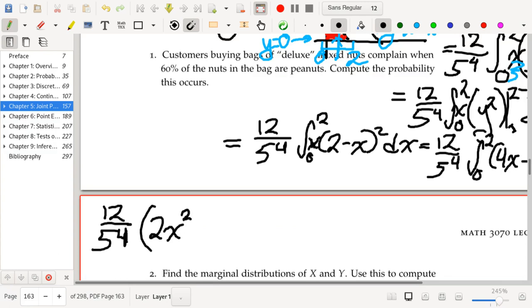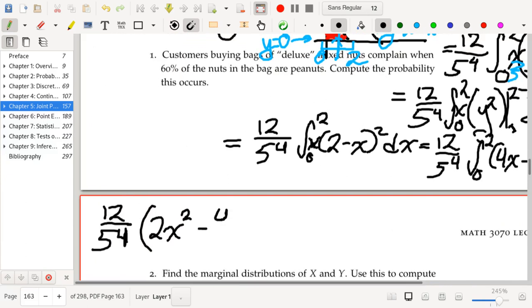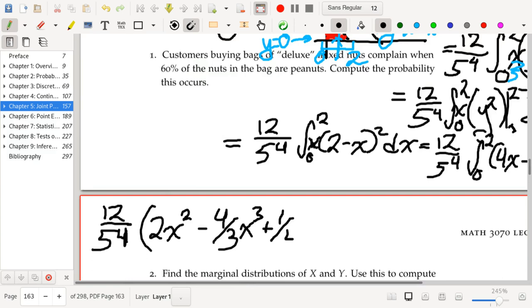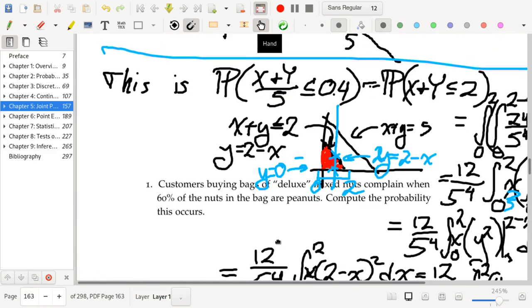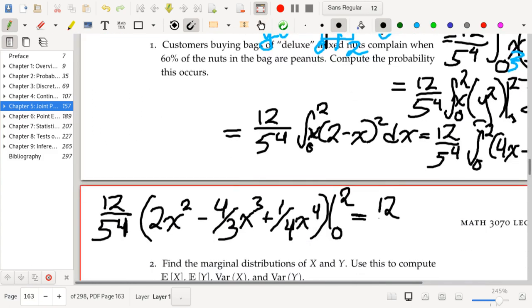So we will say, this is going to be 2x squared minus 4 thirds x cubed plus 1 fourth x to the power 4. And that's going to be going from 0 to 2, which is going to be 12. That should be 12, right? Yes. Okay, so 12 divided by 5 to the power 4.